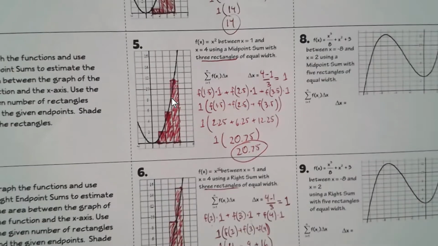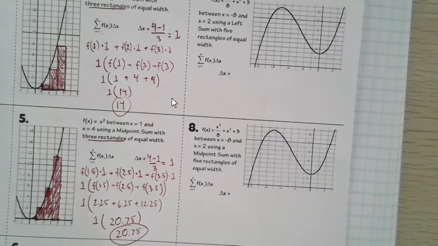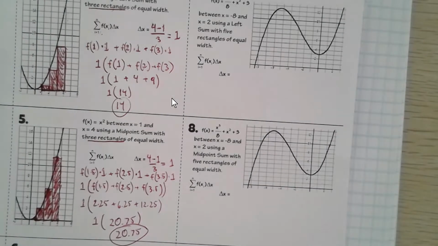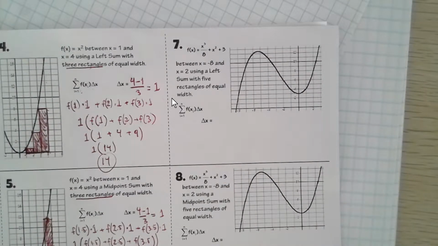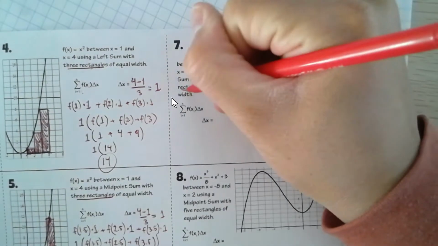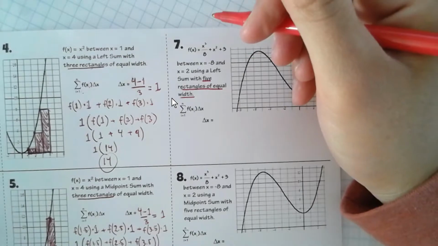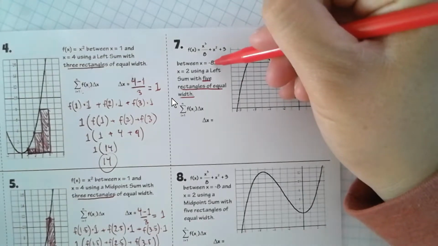What I want you to do now is try to do 7, 8, and 9 with a partner or on your own. Okay? So try doing that now. So read the prompt very carefully. Try doing it on your own. So read carefully. It says 5 rectangles of equal length or width. It says from -8 to 2.